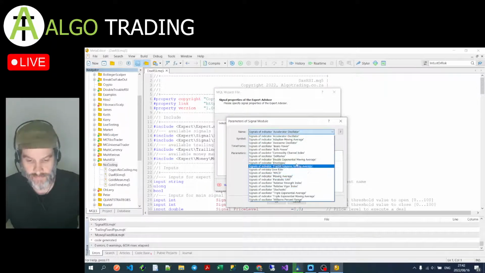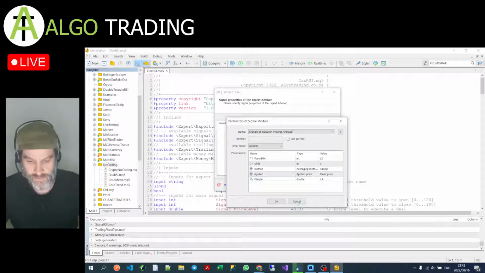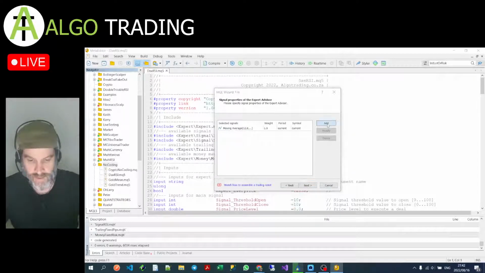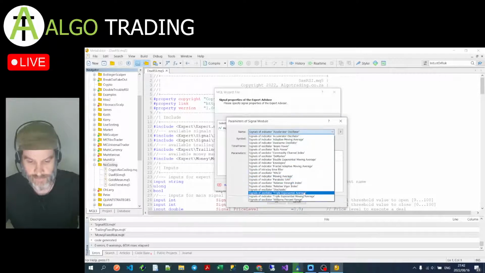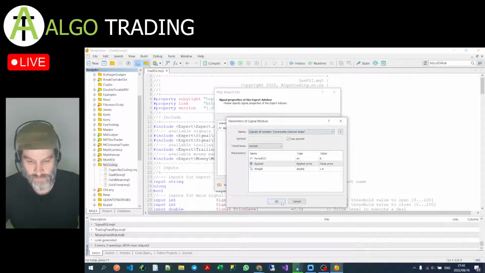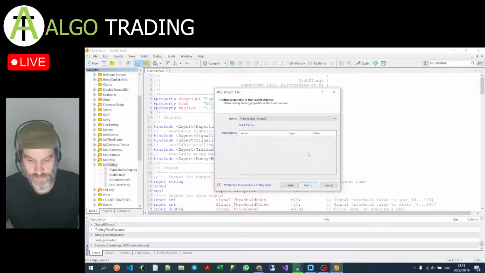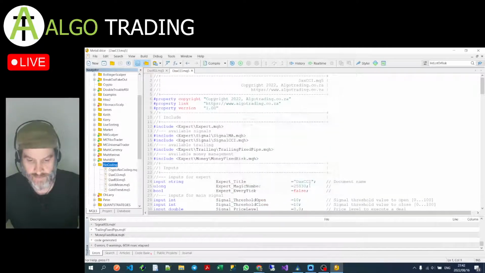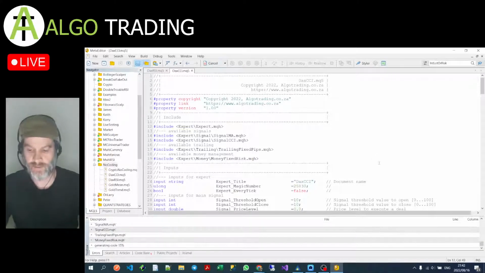We're going to add a moving average. And we're going to add the CCI. Next, trailing stop based on fixed levels. And trading with fixed risk. Finished. Okay, so there's our DAX CCI. We're going to compile that. And let's see what sort of results we get on that.